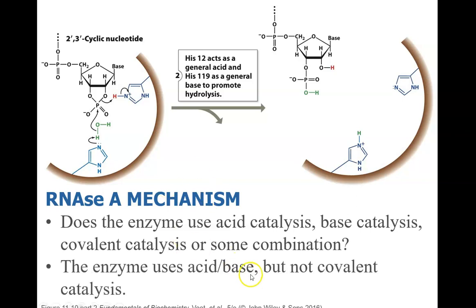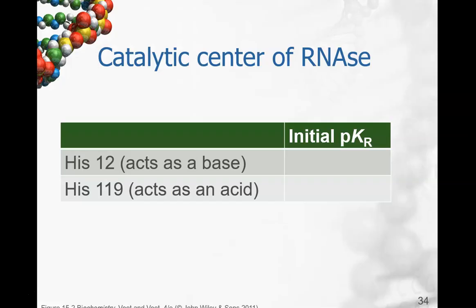Well, we can see that we use acid-base catalysis because at various points along the mechanism, these histidines are donating protons, which means they're serving as acids, or they're accepting protons, which means they're acting as bases. They don't act as covalent catalysis. We'll get to that later, but covalent catalysis means that the enzyme and the substrate form a temporary covalent bond, and that didn't happen here. But now we should be able to assign the pKa values. So I will give you those values right here.